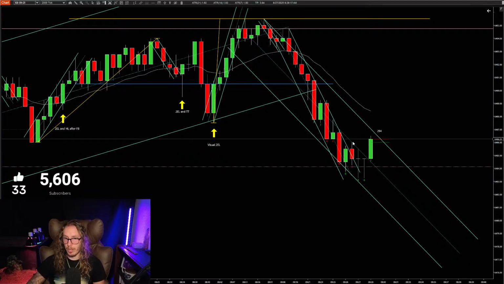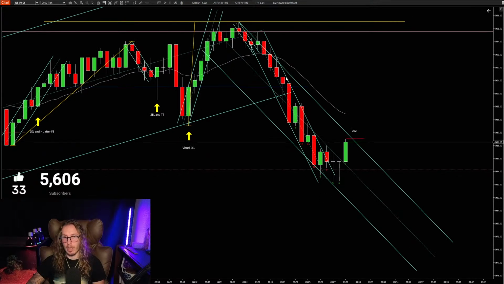So on the short-term channel, that's a close outside new low. But I drew this wider channel. Let's see if the top side of this actually comes into play.